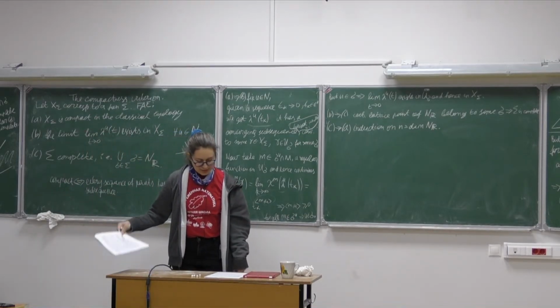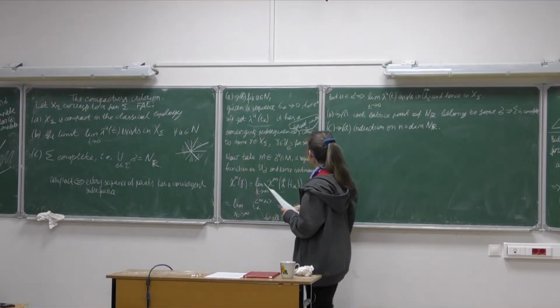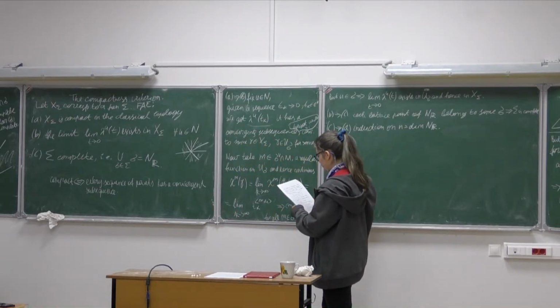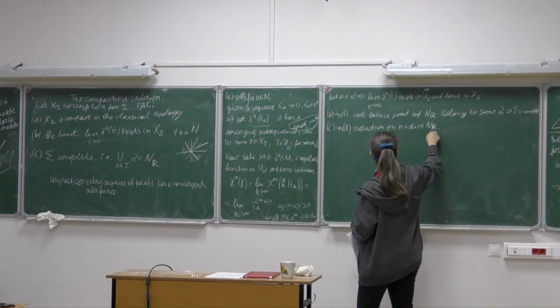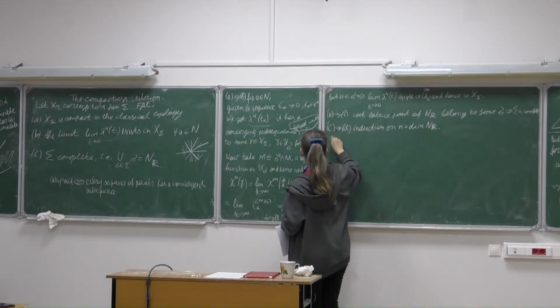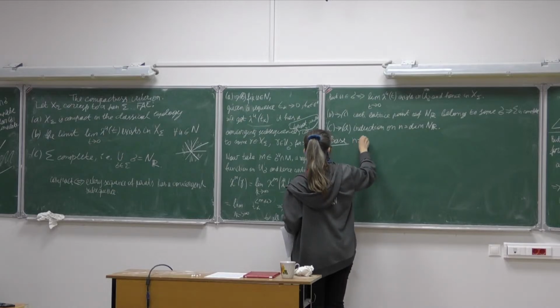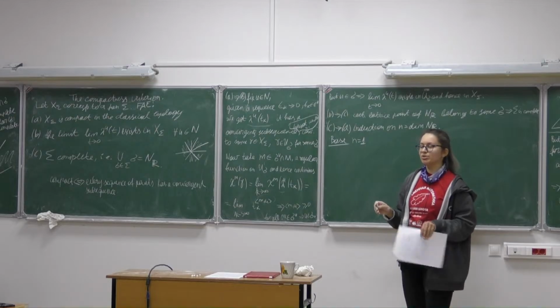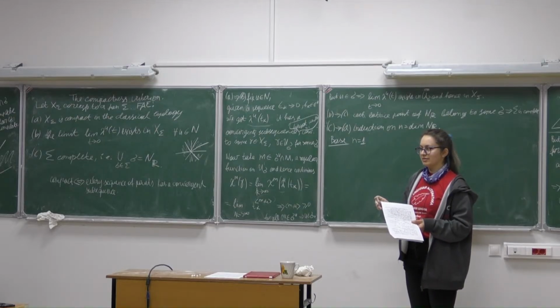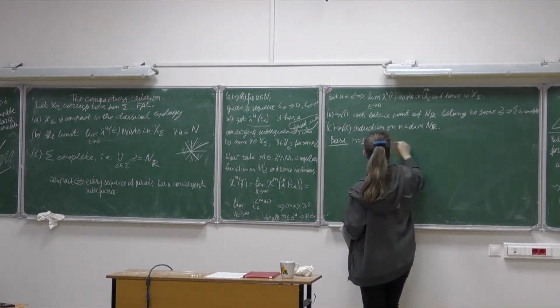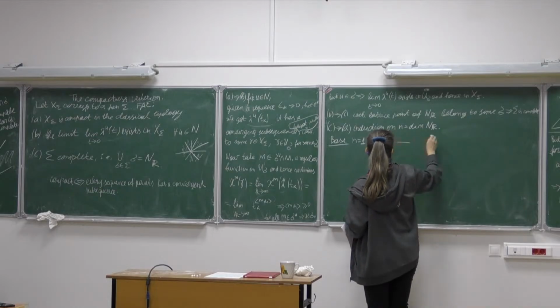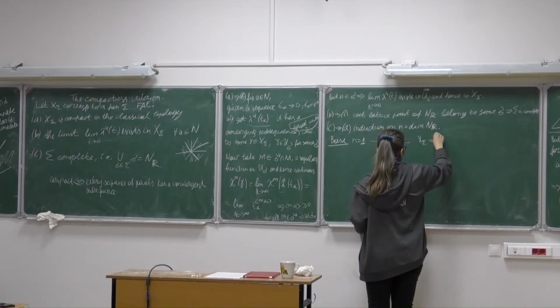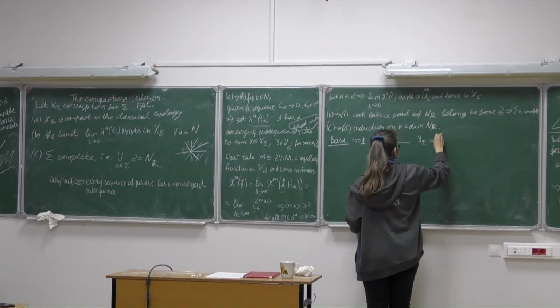Okay, and now let us prove this statement by induction. The base of induction is n equals 1. How many complete fans in dimension 1 do we have? This is our fan, and the corresponding variety is P1, and it is compact. And we are done.